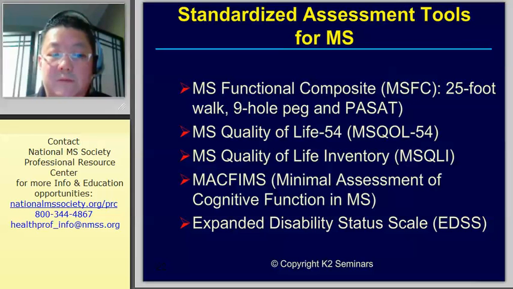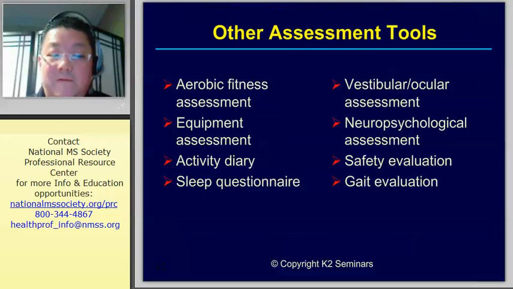So, standardized treatment tools. Remember, there's a whole list of these, and these are just some things that are used fairly frequently for MS. If you don't have them, I'd be more than happy to send them along to you, but they're available out on the internet without any problems. So the MS Functional Composite, the 25-foot walk, 9-hole peg, the PASAT, all things that you can look at, the MS Quality of Life-54, the MS Quality of Life Inventory, the MACFIMS, or the Expanded Disability Status Scale, all of which you can use at some point or the other.